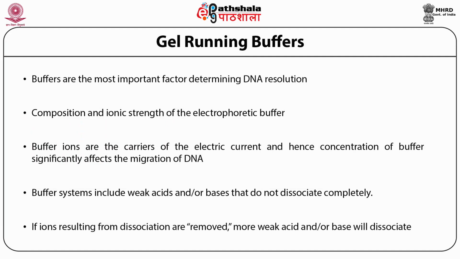Gel running buffers. The composition and ionic strength of the electrophoretic buffer affects the electrophoretic mobility of DNA. The buffer ions are the carriers of the electric current, and hence the concentration of buffer significantly affects the migration of DNA. Generally, the buffers are used in a concentration of 1x or 0.5x. Higher concentrations obviously provide better conductivity, but the flip side is that it generates a lot of heat, causing the agarose gel to melt.